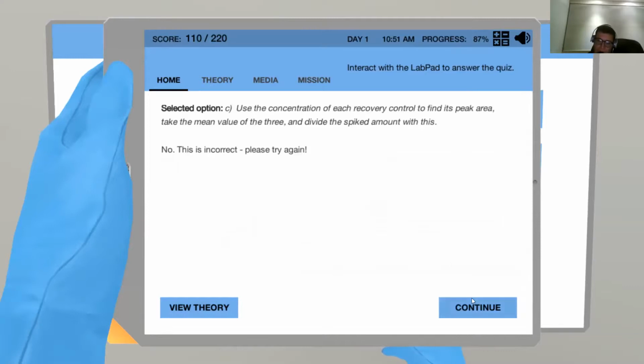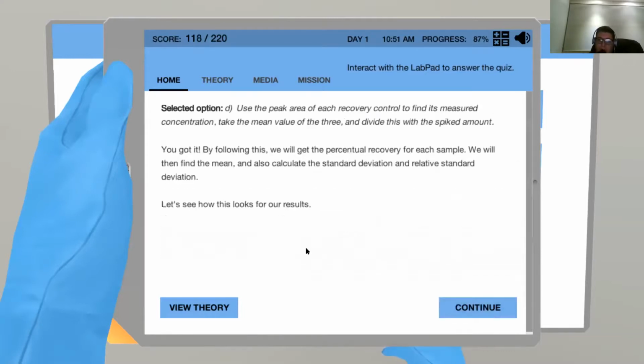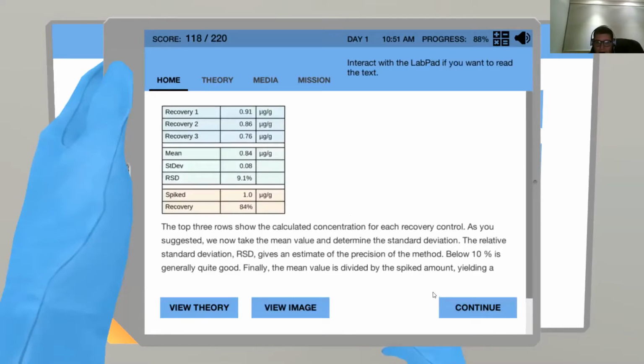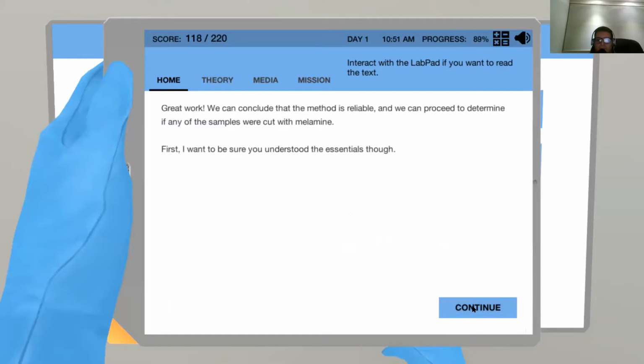You got it. The top 3 rows show the calculated concentration for each recovery control. As you suggested, we now take the mean value and determine the standard deviation. The relative standard deviation, RSD, gives an estimate of the precision of the method. Great work. We can conclude that the method is reliable, and we can proceed to determine if any of the samples were cut with melamine.